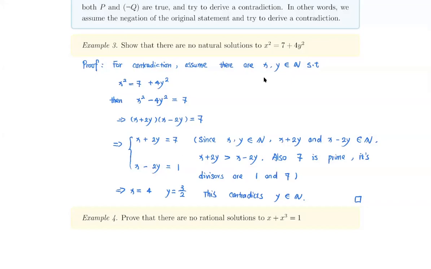Then we can rearrange it so that we have, what is this called? I forgot the name. Difference of squares. Thank you. Yes, so that we have a difference of squares. Exactly. So since we have a difference of squares, we can write the whole thing as x plus 2y times x minus 2y equals 7. Okay? Till here, any question?